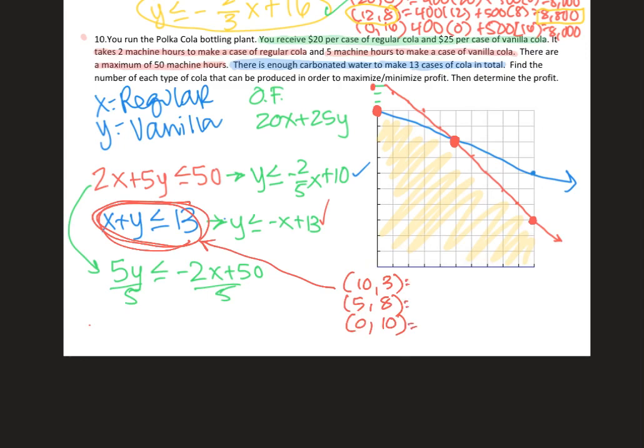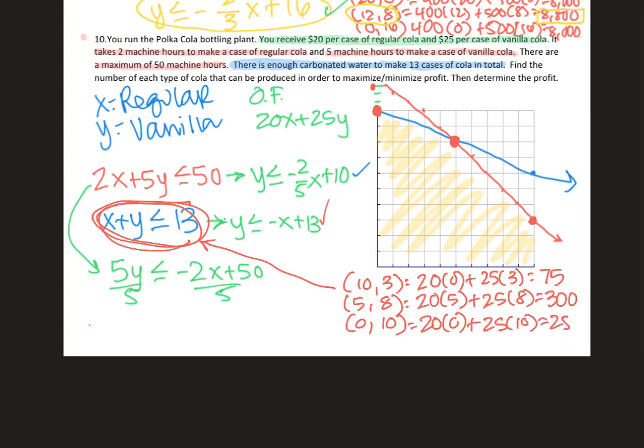All right, let's go back to our objective function. So 20 times 0 plus 25 times 3. So this gives you $75. 20 times 5 plus 25 times 8. So 20 times 5 is 100, and 25 times 8 is 200. 200 plus 100 is 300. And 20 times 0 plus 25 times 10 is 250.